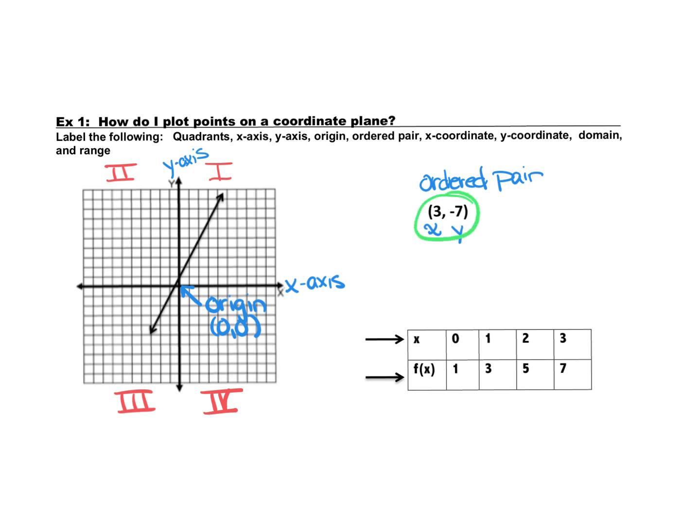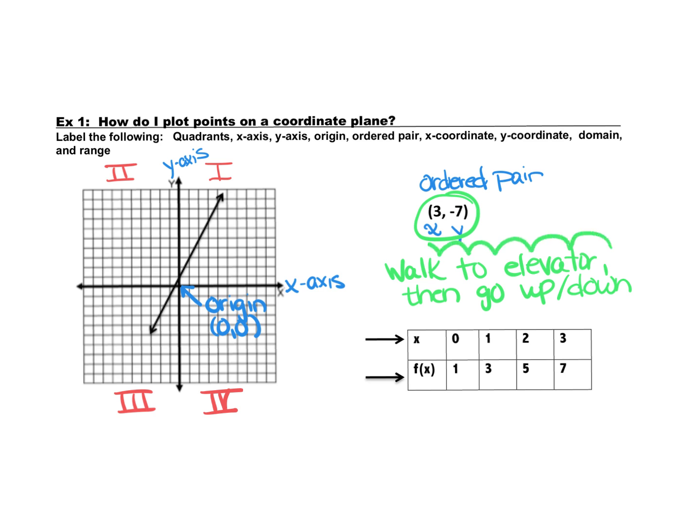We need to remember that to plot it, we always have to walk to that point and then we go up and down. A lot of times you'll hear us refer to it as walk to the elevator, then go up and down. All right, so we can't go up and down until we're at the elevator. So we walk to the elevator, and then you can go up and down.